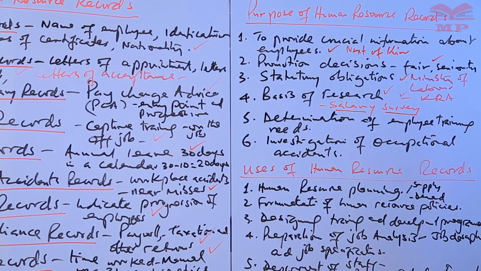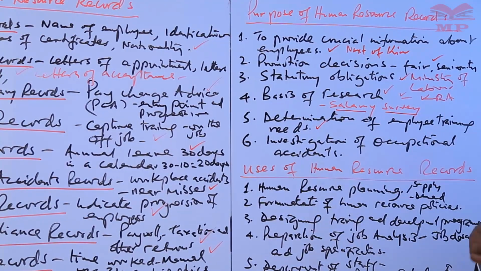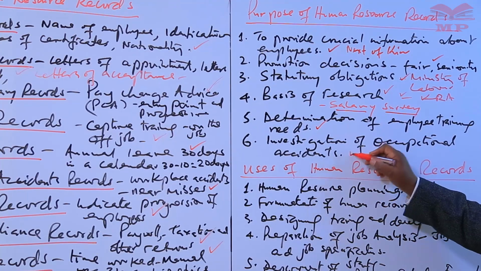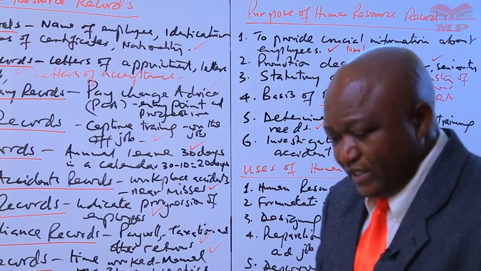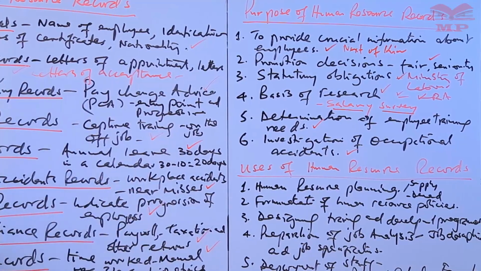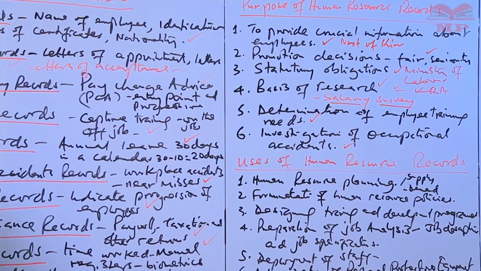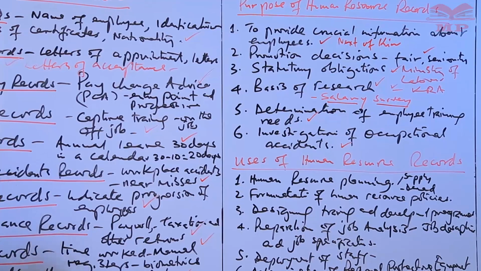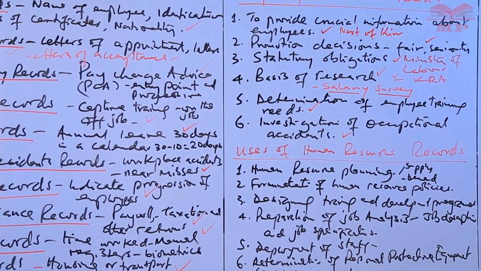Then there is the element of determination of employee training needs, number 5, and number 6, investigation of occupational accidents. So dear learner, you are seeing these ones are very delicate areas where if an organization is not very careful, you can end up with a lot of problems, even maybe from government or from workers. Hence the importance of proper maintenance of human resource records.